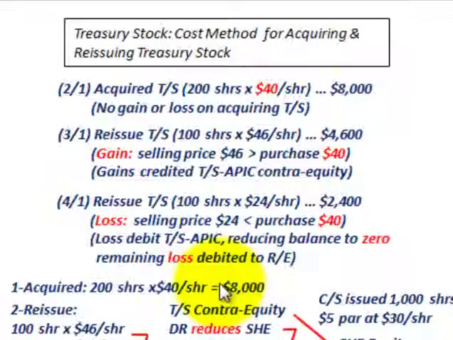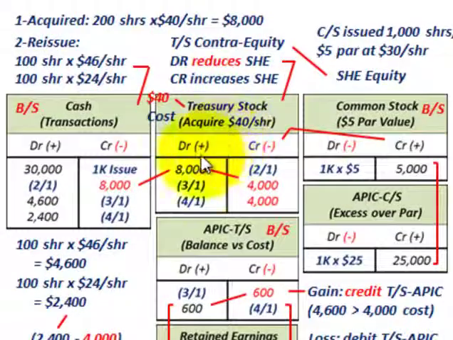So now we're going to go through this example. Let's look at what we're talking about. First off, we're looking at the case where we acquired 200 shares at $40 per share for $8,000, and then we're going to reissue 100 shares at $46 per share, and another 100 shares at $24 per share. We'll go through these accounts one by one.